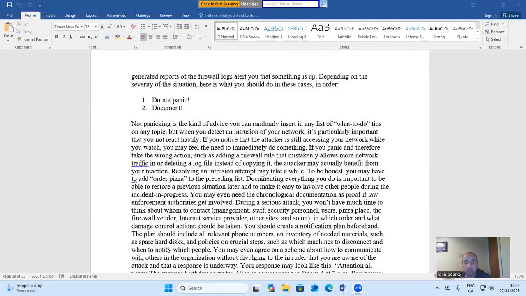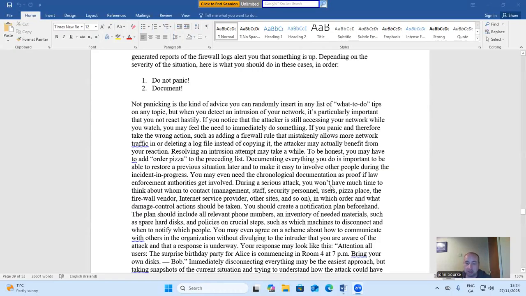Resolving an intrusion attempt may take a while. To be honest, you may have to add order pizza to the preceding list. Documenting everything you do is important to be able to restore a previous situation later, and to make it easy to involve other people during the incident in progress. You may even need the chronological documentation as proof if law enforcement authorities get involved.